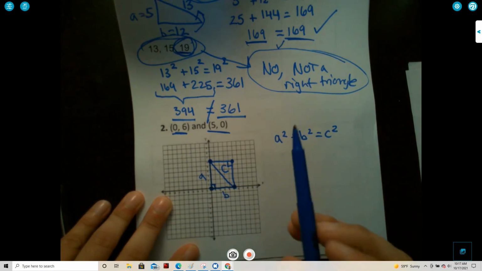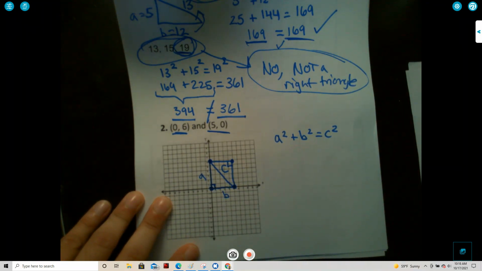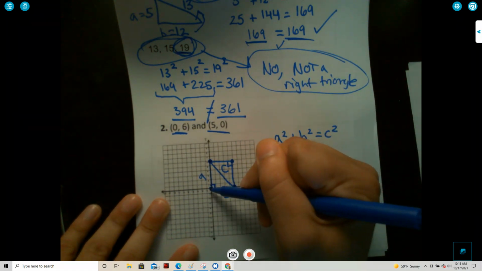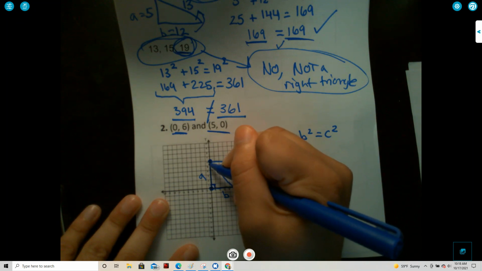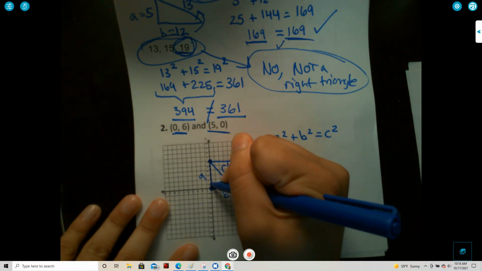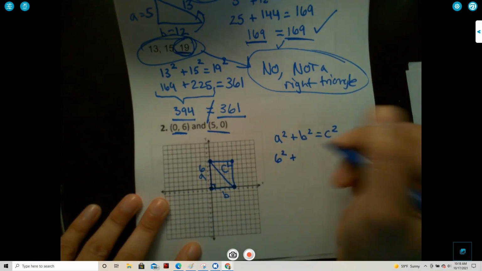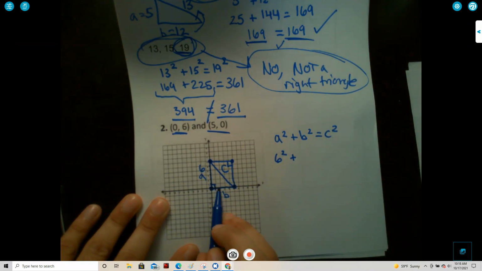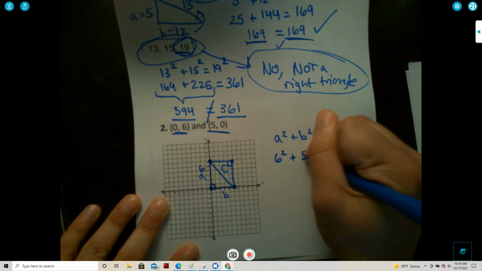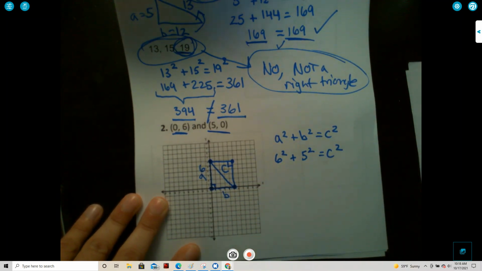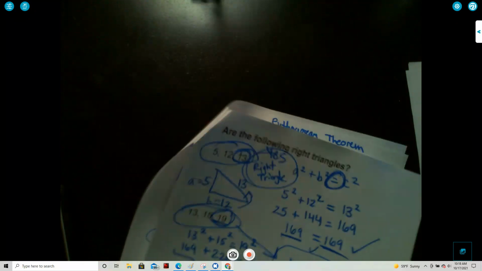So you're probably wondering, or if you don't remember, where do you get the numbers from, a and b? Well, you're counting how many units are from here to here, and then from here to here. So we're going to go 1, 2, 3, 4, 5, 6. So that's 6 units. So 6 squared. And then b, from here it's 1, 2, 3, 4, 5. 5 squared equals c squared. And you will solve it just like you normally do for Pythagorean theorem. So that's how you do that.